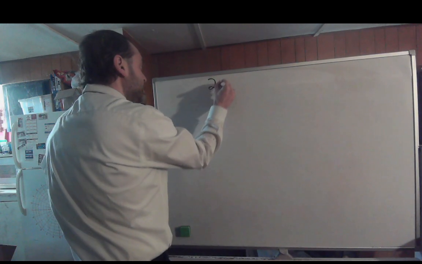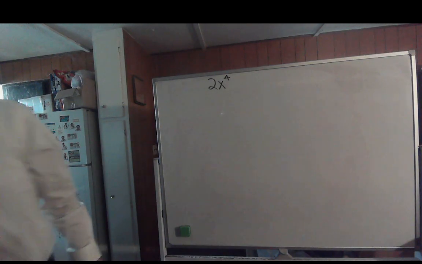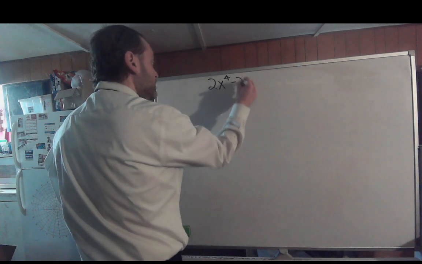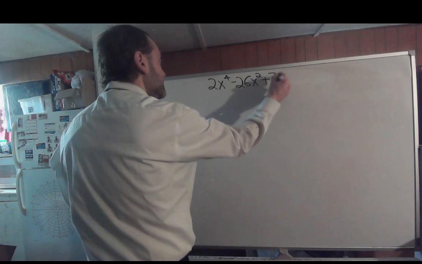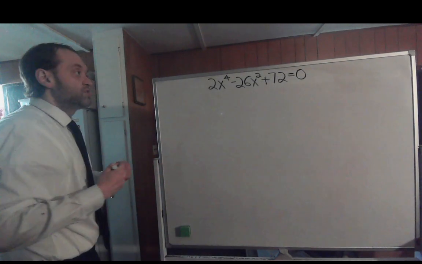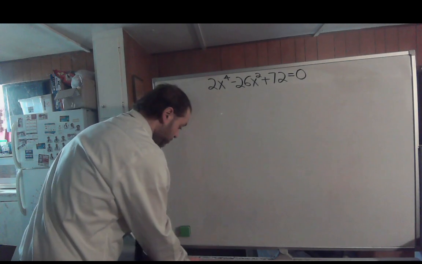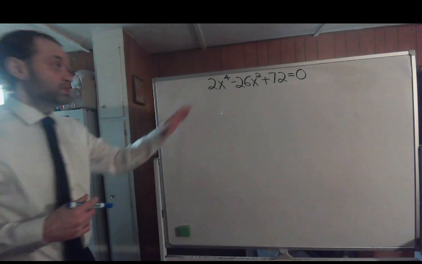All right. Let's see. 2x to the 4th minus 26x squared plus 72 is equal to 0. So we have 2x to the 4th minus 26x squared plus 72 is going to be equal to 0.